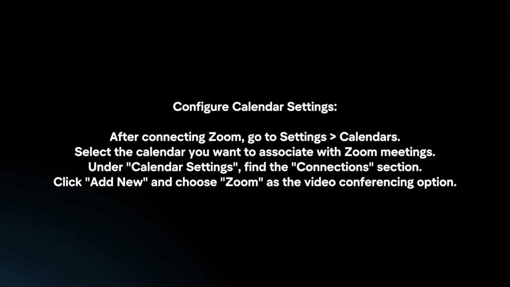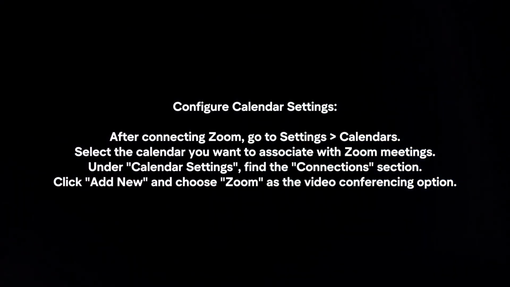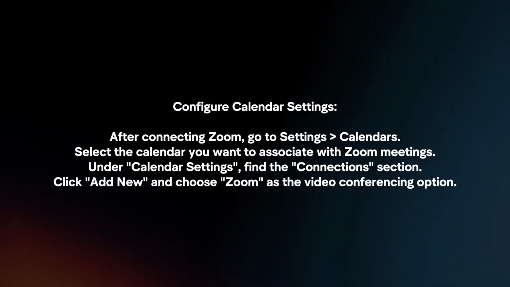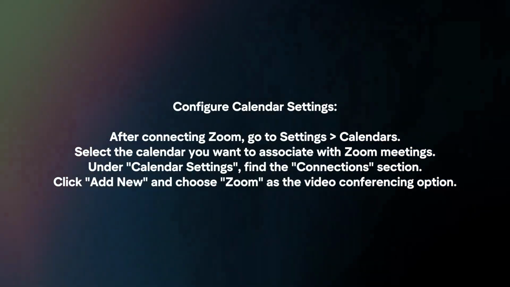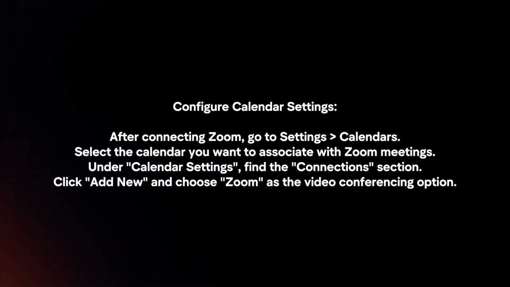Configure calendar settings. After connecting Zoom, go to Settings, Calendars. Select the calendar you want to associate with Zoom meetings. Under Calendar Settings, find the Connections section. Click Add New and choose Zoom as the video conferencing option.